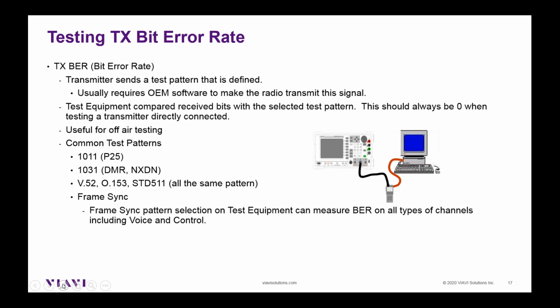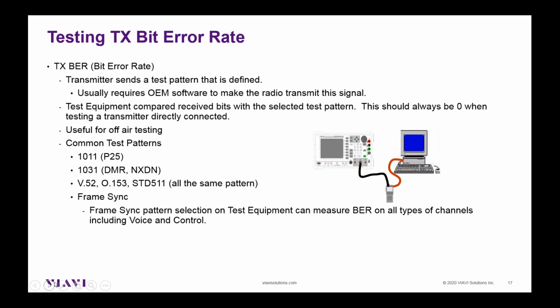Viavi products have a pattern called frame sync. This is very handy to use because normally the bit error meter is expecting that the transmitter is transmitting one of these patterns, like a 1011 or a 1031 pattern, and you have to tell the bit error meter what pattern it's receiving, and then it'll show you what the error is from that pattern. To get the radio to transmit that pattern to begin with, it's generally connected to a computer, which is controlling the radio to make it transmit one of those test patterns.